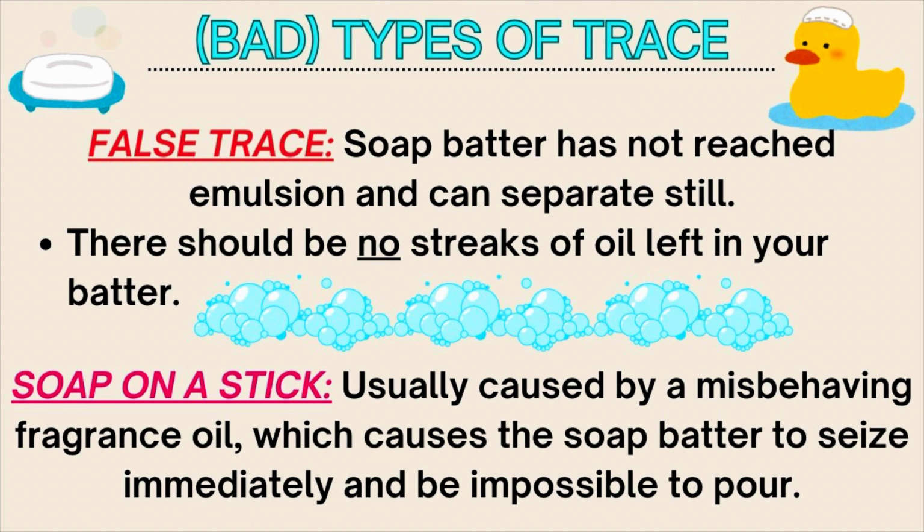And the second one is called soap on a stick. This is usually caused by some sort of fragrance that you're using that has misbehaved and accelerates rapidly. And basically your soap goes from fluid to literally hard as a brick within seconds sometimes. And it's impossible to pour it, and it can ruin a whole batch even.